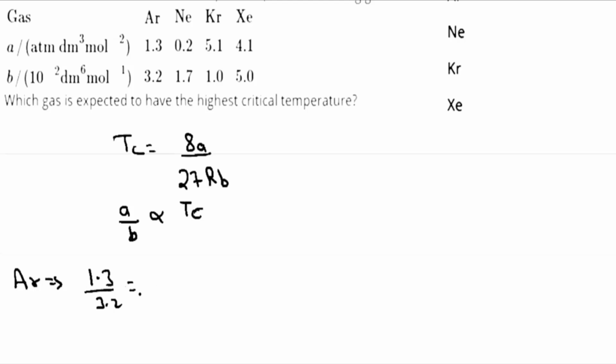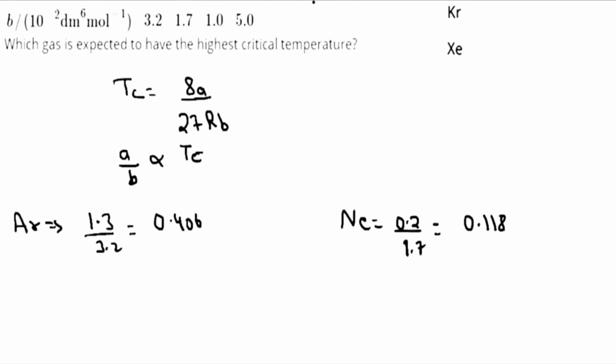So after solving this, we will get 0.406, right? Now we will calculate for the neon here. Neon has the value A by B equal to 0.2 divided by 1.7. The value of 0.2 divided by 1.7 will be 0.118, right? Now we will talk about the krypton.